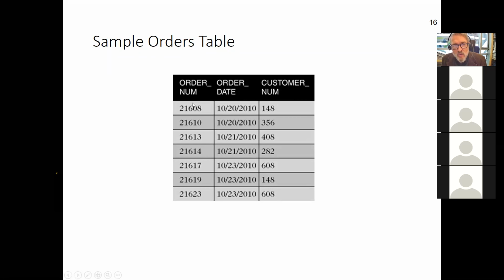So an order number, every order must have a customer. And so we can get all the details of the customer from the customer table if we know which customer we're talking about and we know them by their unique identifier, their key field. And every order must be on a particular date, and we have our order number.